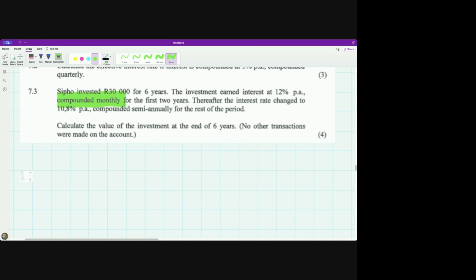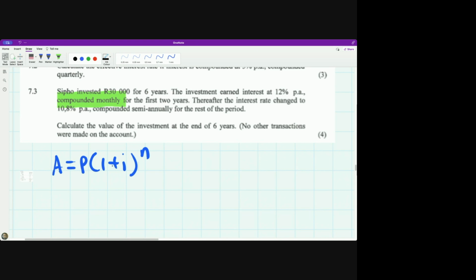So there's a couple of things going on here. The one is it's an investment and it's earning interest, so it's increasing in value. So the formula that I use is going to have a plus in it. I also see that it's compounded monthly, and so I know that the formula that I'm going to be using is the compound growth formula, not the depreciation formula. There's no negative. Give me a thumbs up if you're okay with that part.